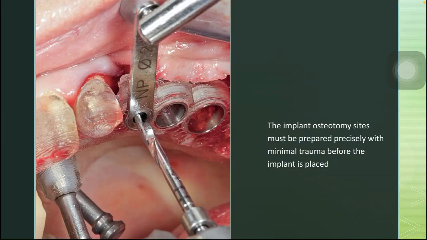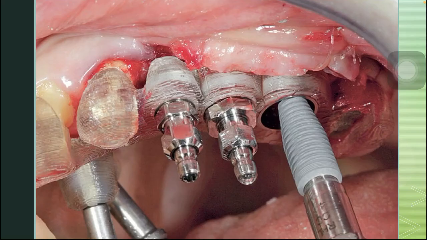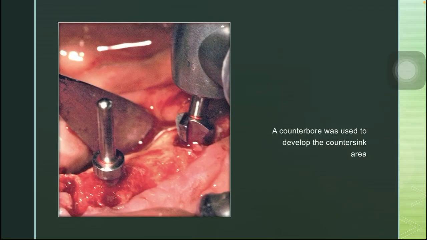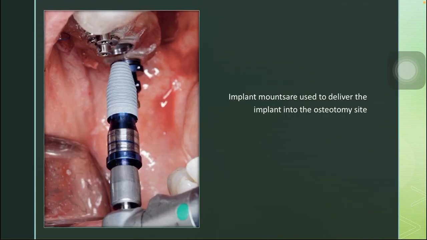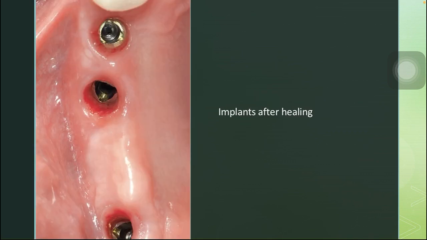The implant osteotomy sites must be prepared precisely with minimal trauma before the implant is placed. A counterbore was used to develop the countersink area. Implant placed with conventional angulation and spacing. Implant mounter used to deliver the implant into the osteotomy site. And this is the implants after healing.